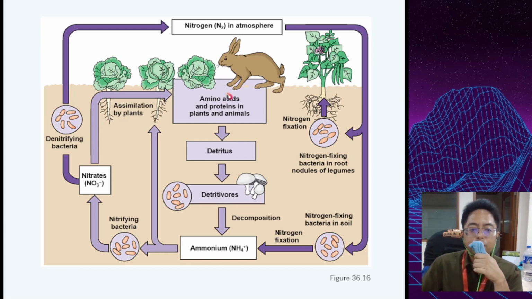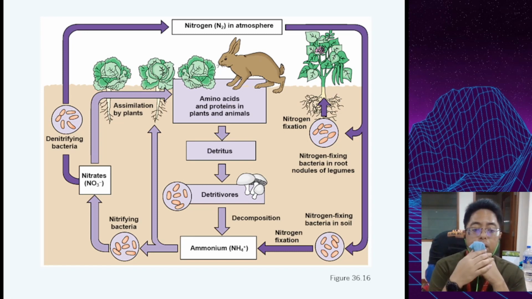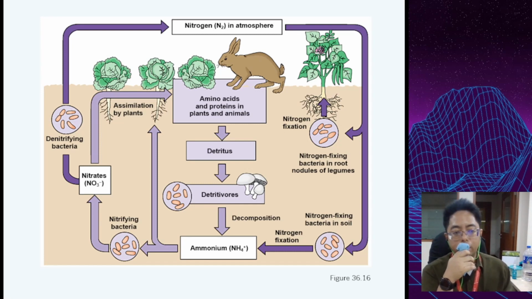Rabbit and plants. So whenever an animal eats a plant or eats its food source, they will create amino acids which are in their proteins. Okay, so when they die, they will form detritus, and the detritus will be decomposed by the detritivores to release ammonium. So this ammonium will be nitrified by bacteria to form nitrates. Okay, and plants will use the nitrate. Denitrifying bacteria will turn the nitrate into N2 gas again.